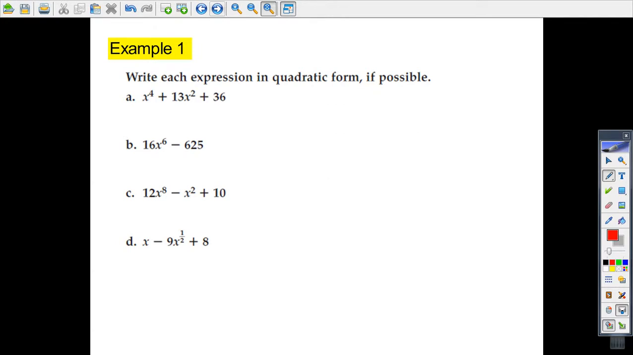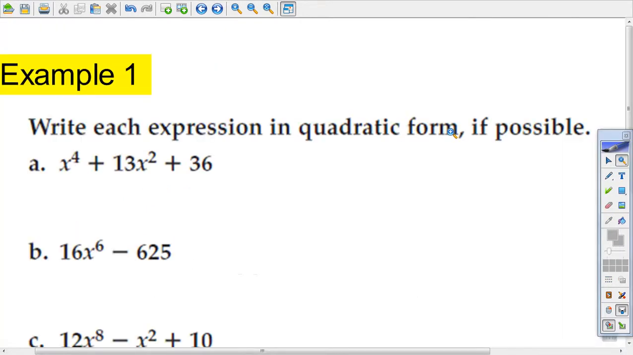Okay, so let's jump right into the first one. For example 1, there are 4 parts. Our job is to take each one of these expressions and to try to write it in quadratic form. So if you look at A, is that in quadratic form? Does it have degree 2? No, this is a polynomial with degree what? 4.